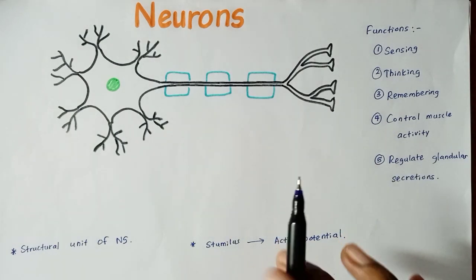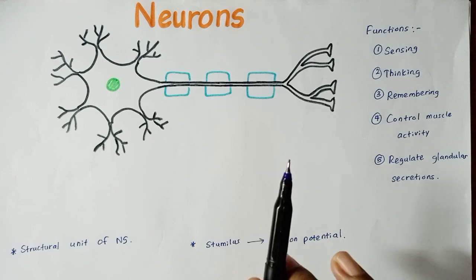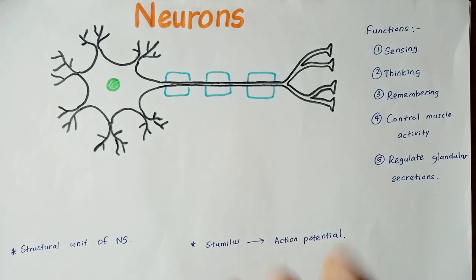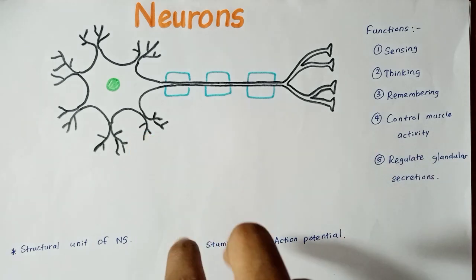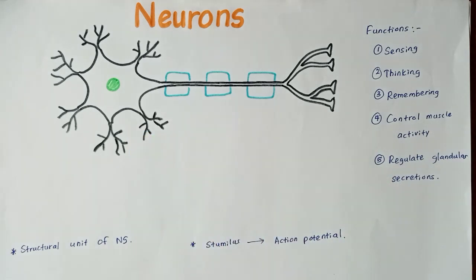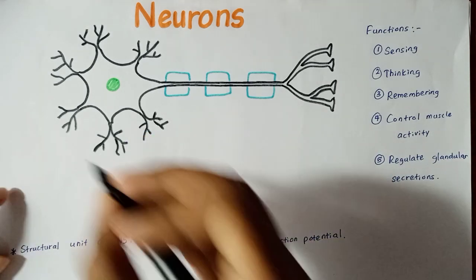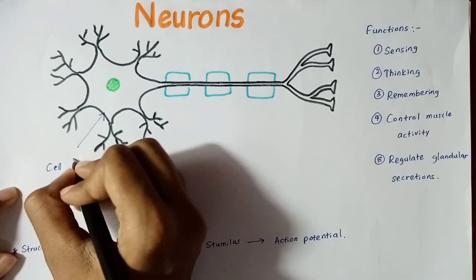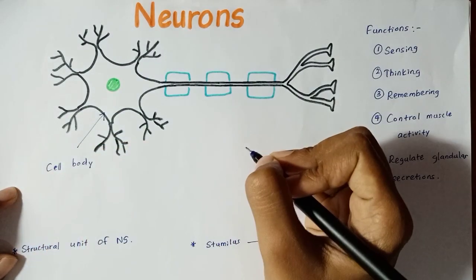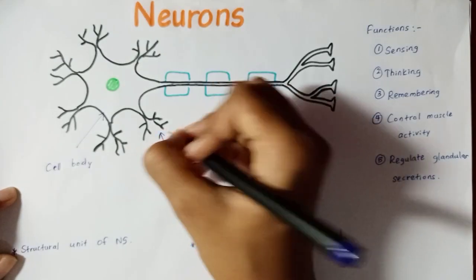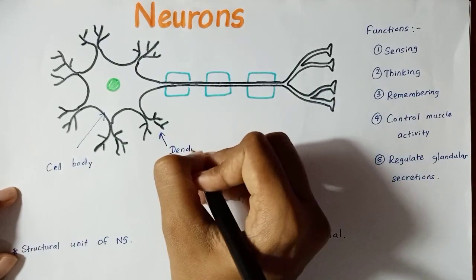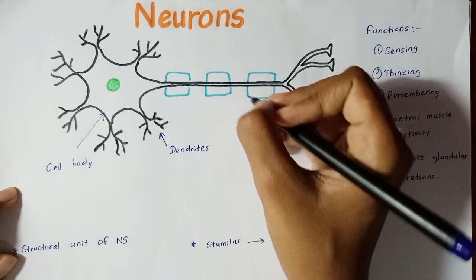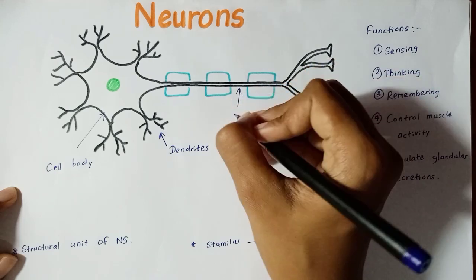Now let's talk about the parts of a neuron cell. A neuron cell has three main parts: cell body, dendrites and axon. So this is the cell body, and these are dendrites, and this is the axon.